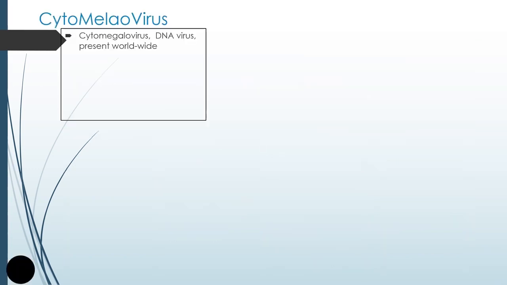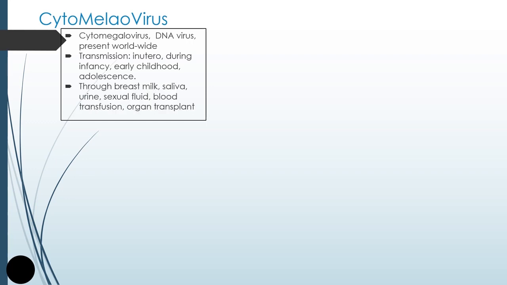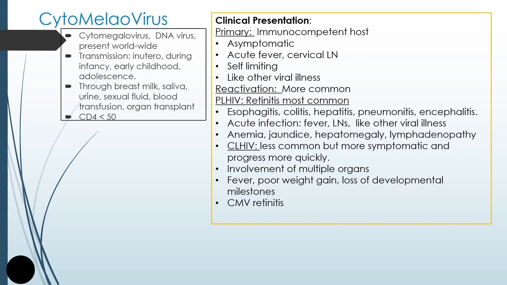Cytomegalovirus infection is caused by a DNA virus present worldwide, and routes of transmission include in utero, during infancy, early childhood, and adolescence. It is transmitted through breast milk, saliva, sexual fluid, organ transplant, and blood transfusion products. Disease is common when CD4 count is less than 50. Clinical presentation includes the primary infection in an immunocompetent host, which can present like any other viral illness and does not need any treatment, and reactivation, which is more common in an immunocompromised host.